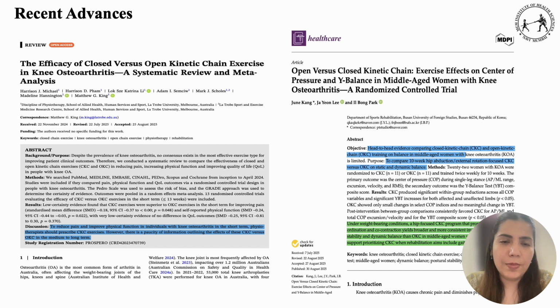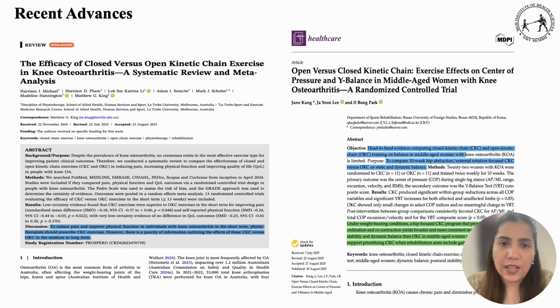Here I have added some recent literature. The first one is a systematic review and meta-analysis. That review recommends closed kinematic chain exercises for knee osteoarthritis in order to improve the pain and function status of the patient. However, the review also says that there is a paucity of information comparing closed kinematic chains and open kinematic chains in knee osteoarthritis.